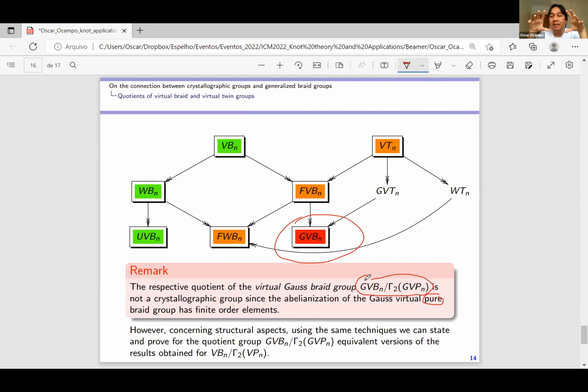But applying the same techniques we used for this quotient, if it is interesting, we may classify finite order elements, conjugacy classes of finite order elements, and realize virtually cyclic groups or Weyl groups now, because it's not a crystallographic group, but we may realize some kind of objects that we did for the other quotients, the virtual braid group quotient, for example. I guess that is it.